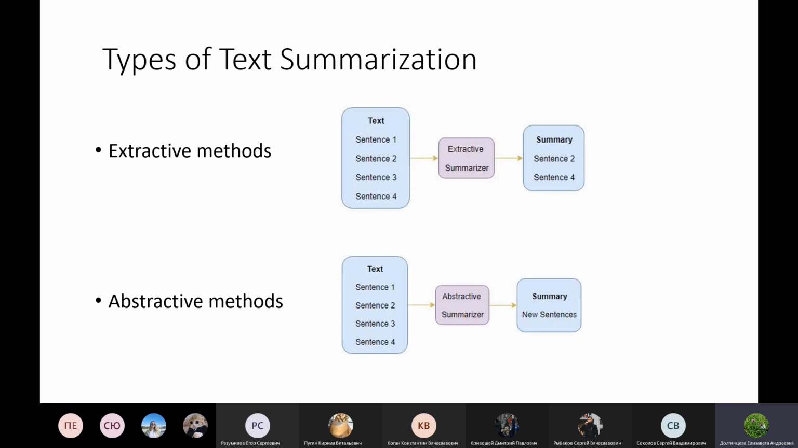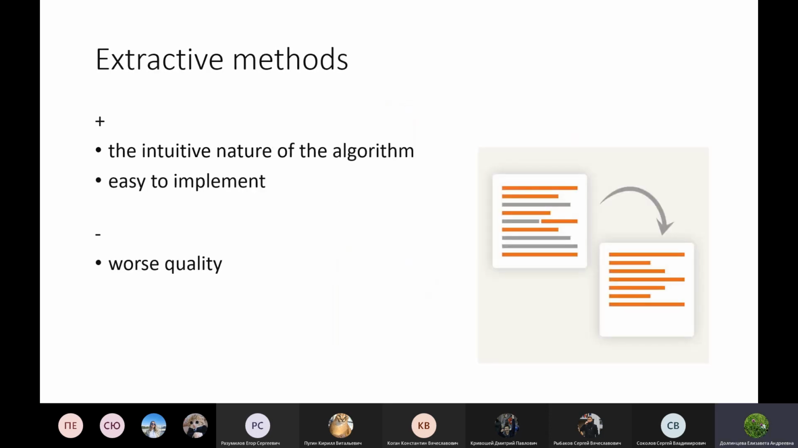Most often, neural networks are used in this case. Next, I will discuss the advantages and disadvantages of each method. The main advantages of the extractive approach are the intuitive nature of the algorithm, and it's relatively easy to implement. But among the shortcomings, it can be noted that the quality of the content obtained as a result of the operation of the algorithm in many cases can be worse than manually written by a person.